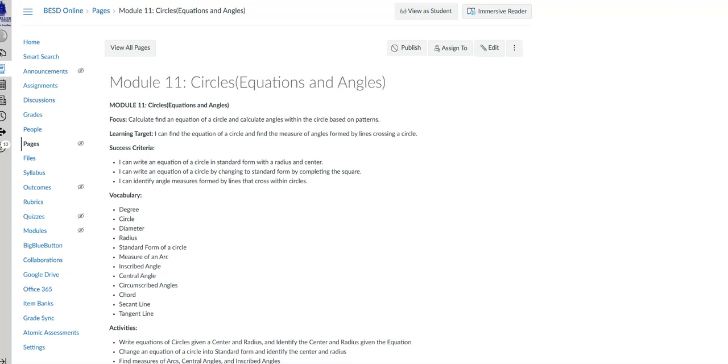Day one of module 11 on circles. We're going to talk about equations and angles. Today we're going to talk about angles. Our learning target for this is to be able to find equations of circles.